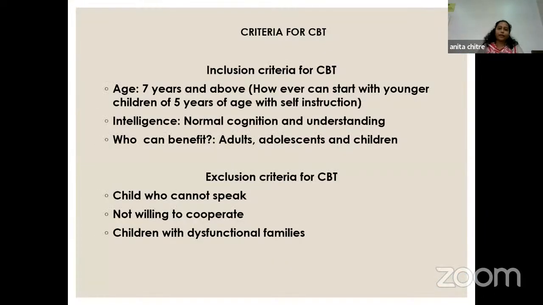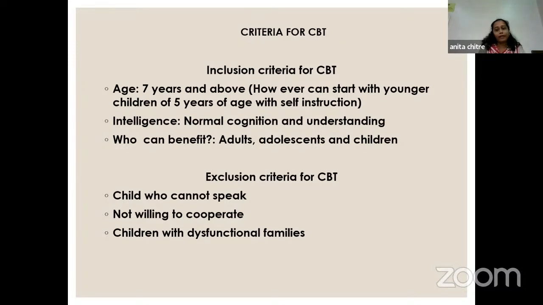What is the inclusion criteria for CBT? Generally 7 years and above, but we can start at 5 years with self-instruction. We have to give specific instructions if we are dealing with a 5-year-old child, and at 5 years it goes more towards behavior rather than cognitive behavior. Intelligence has to be normal. Somebody has to understand what has been told to them to make sense of what cognitive behavior therapy is.